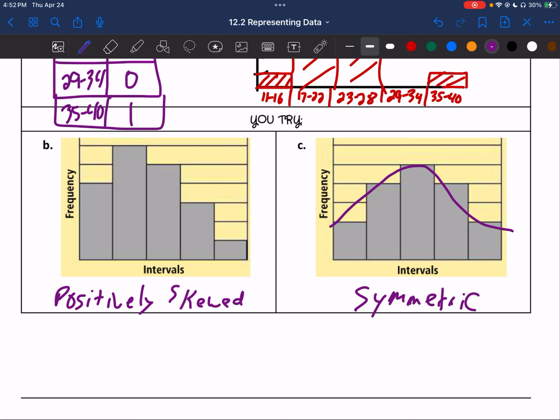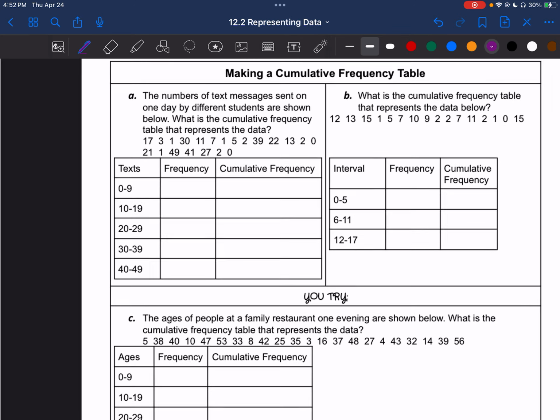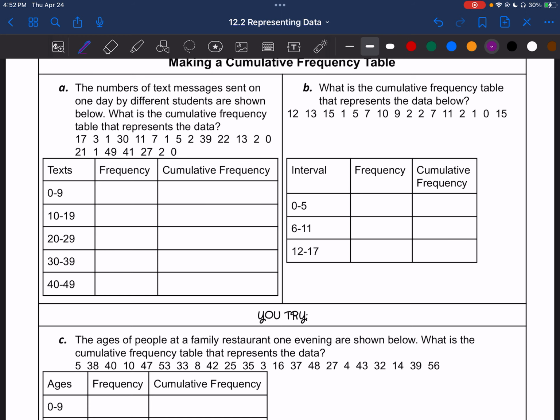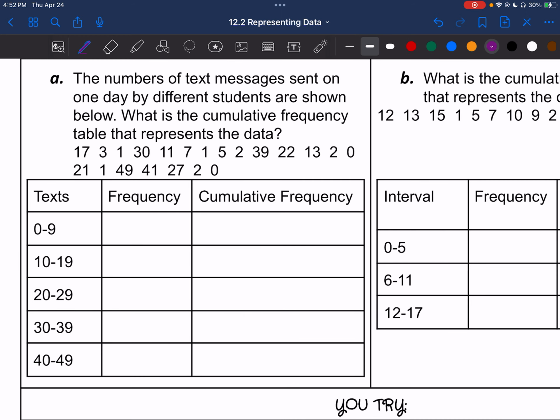All right, now we're going to go to our last topic of the day, which is a cumulative frequency table. I have given you the tables, and we are just going to represent the values. So we have the number of text messages sent on one day by different students shown below. What is the cumulative frequency table that represents this data?